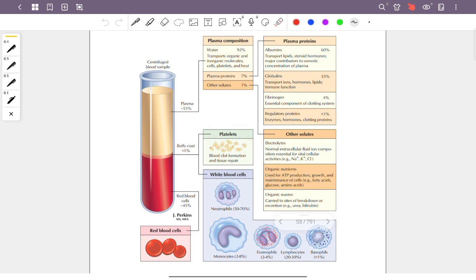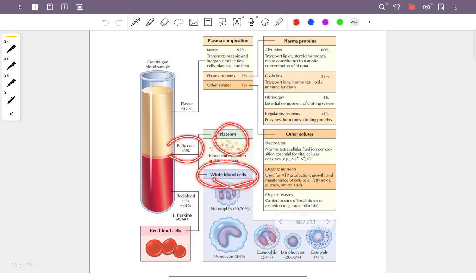As you can see at the bottom, it's mentioned blood clot formation and tissue repair. It helps in tissue repair. It is less than 1%, but we should not neglect it, because it contains platelets and white blood cells. White blood cells are a component of our immune system. There are various types of white blood cells: neutrophils, monocytes, eosinophils, lymphocytes, and basophils. So this is the buffy coat, which contains platelets and white blood cells.